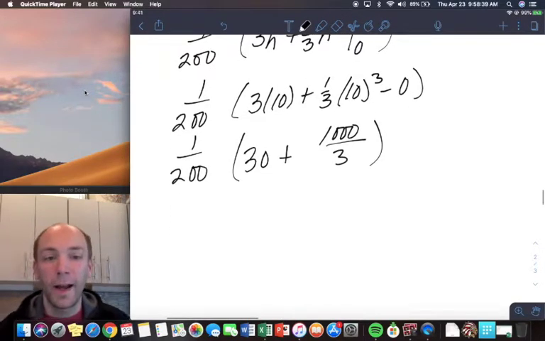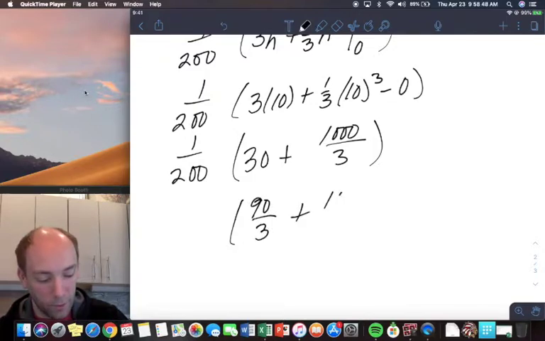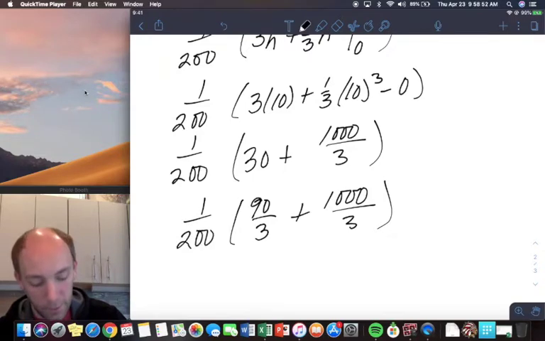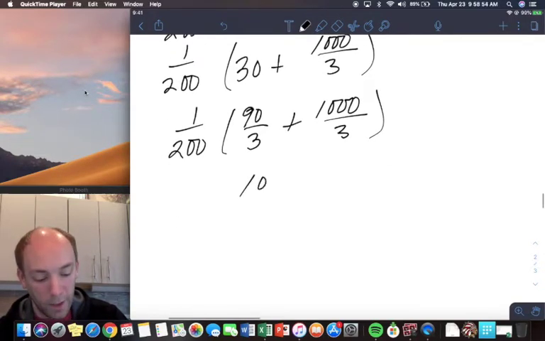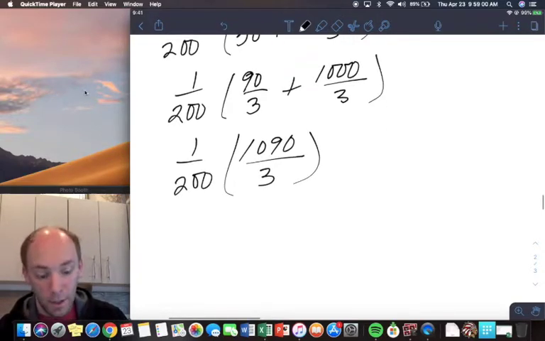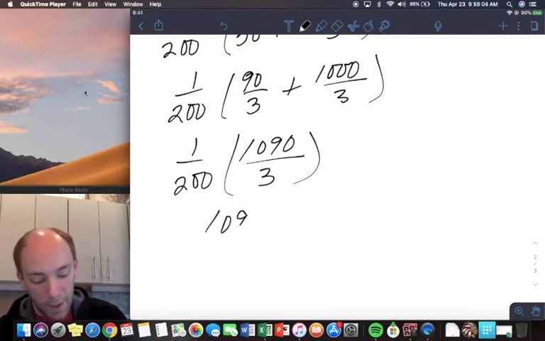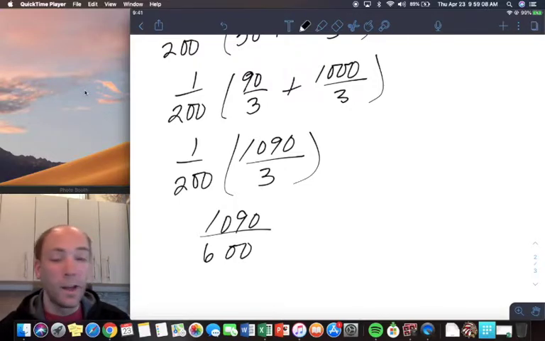I'm going to add these two numbers on the inside. To add them, they need a common denominator: 90 over 3 plus 1,000 over 3. This would be 1090 over 3 times 1 over 200. When I multiply these two fractions, we just multiply straight across, so 1090 over 600.